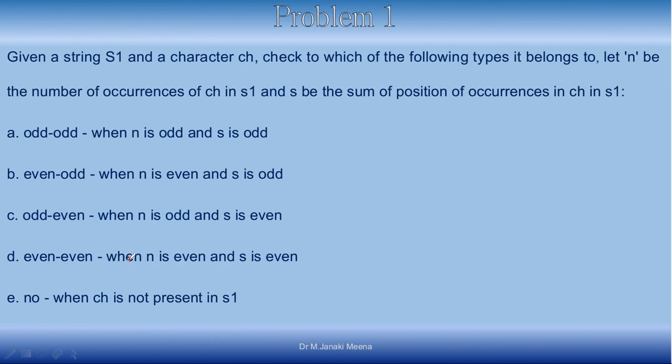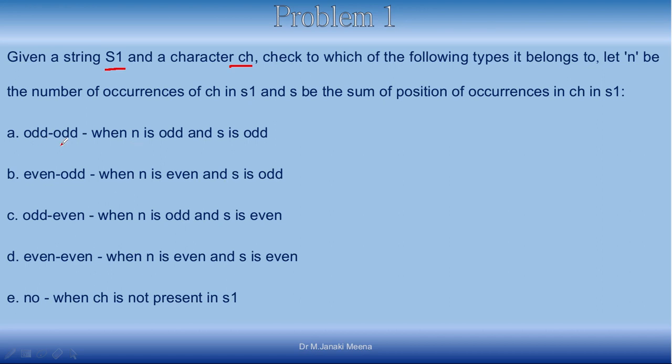So let us consider this first problem. You are given a string S1 and a character CH. Now we have to find out whether the string belongs to one of the following categories. The categories are going to be from A to E. And what does A say? The type of string is odd.